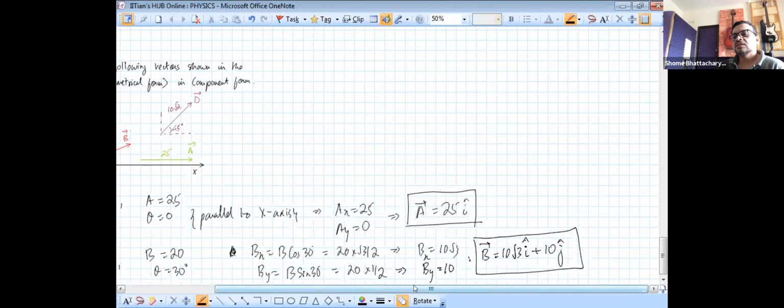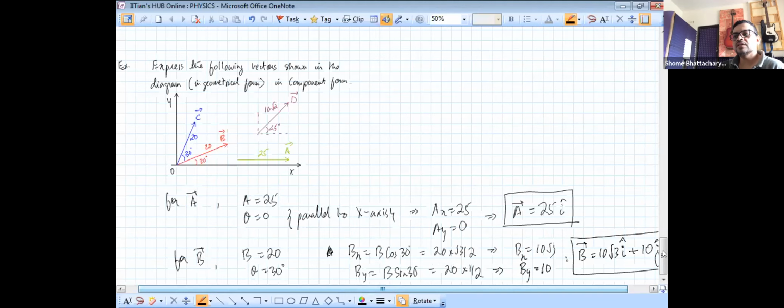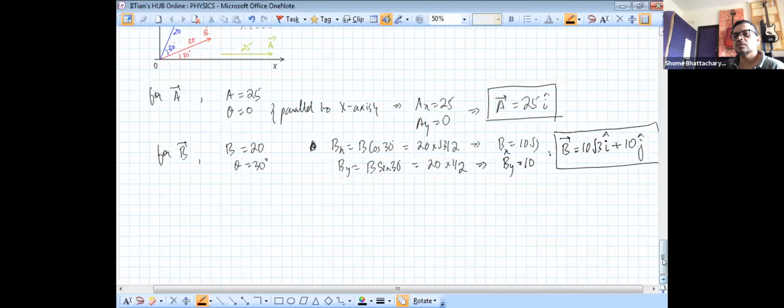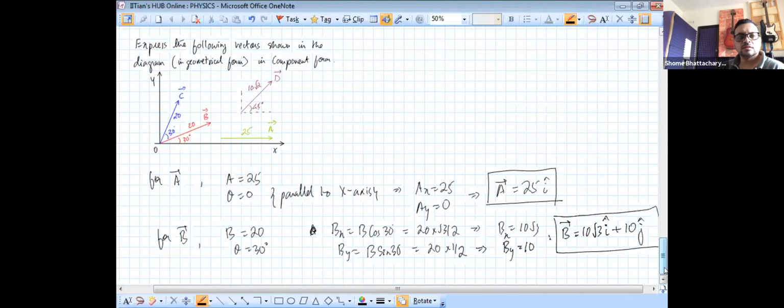So these are just the first two. Now similarly, those who haven't done this still, work out the third and fourth, C and D. Vyom, I'll check your answer. Just give me a second.